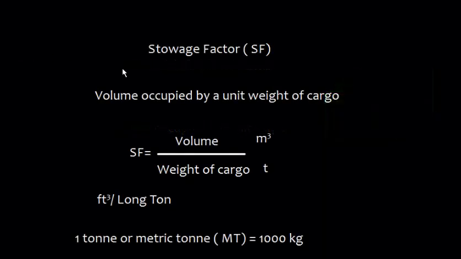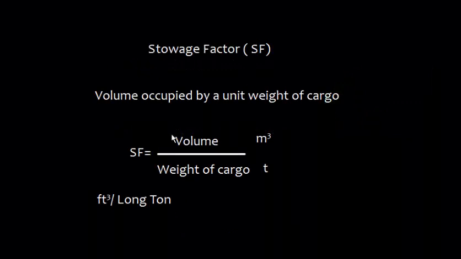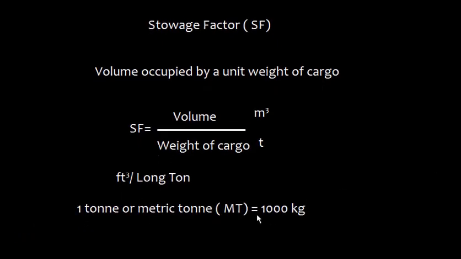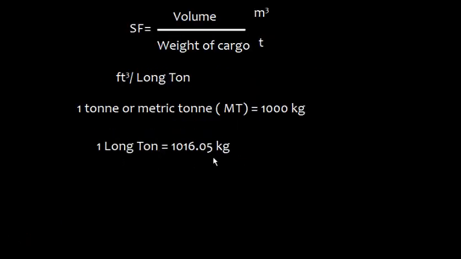There is a term called stowage factor, and that is defined as the volume occupied by a unit weight of cargo. We can say stowage factor is equal to volume divided by weight of cargo. Volume is expressed in cubic meter and the weight is expressed in tons. In the US, this is also expressed in cubic feet per long ton. You should know that 1 metric ton is 1000 kilogram and 1 long ton is 1016.05 kilogram.